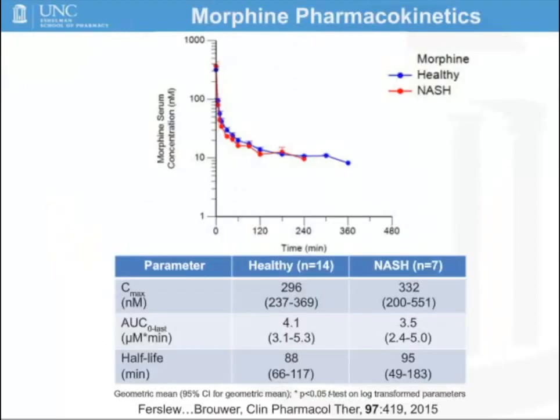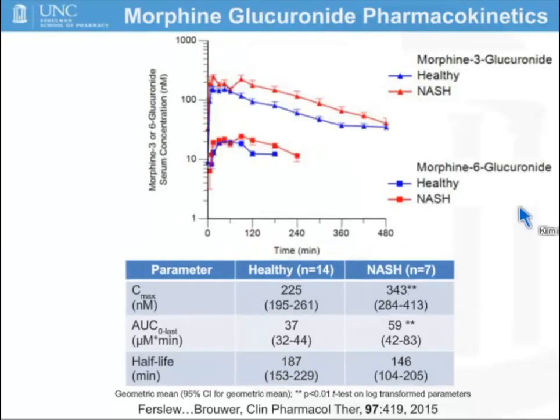And clinical data to support the impact of this on drug disposition was generated by our laboratory looking at morphine disposition. With IV administration of morphine, we see no change in the concentration time profile for morphine itself in healthy subjects in blue versus NASH subjects in red, and no difference in Cmax and AUC as depicted there. But in the generated morphine glucuronide concentration time profile, both for the morphine 3 and morphine 6 glucuronide, serum concentrations as depicted in red for the NASH patients are significantly higher in the kinetic parameters shown below.